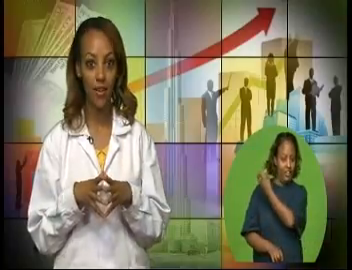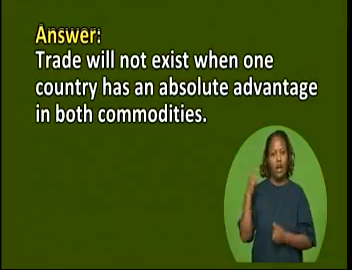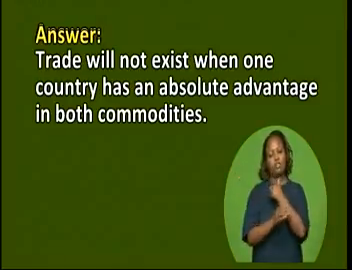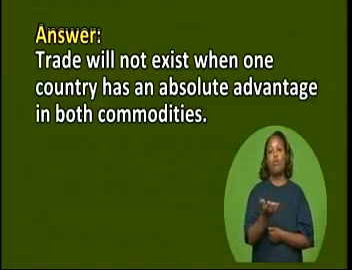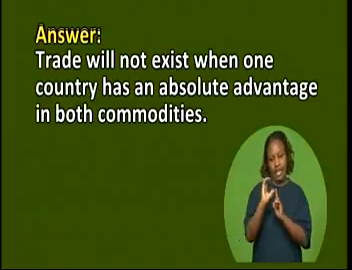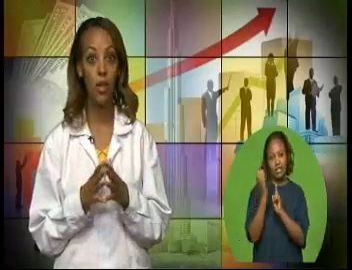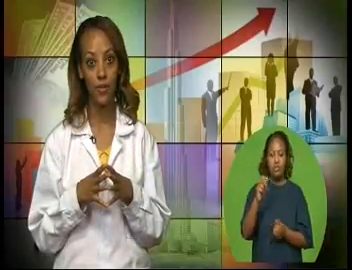Students, I hope you've answered the question. Here is the answer. When a situation in which one country has an absolute advantage in both commodities exists, the other country has an absolute disadvantage in the production of both commodities. In this case, trade will not exist. In such cases, we can explain trade better using comparative cost theory because absolute advantage theory fails.